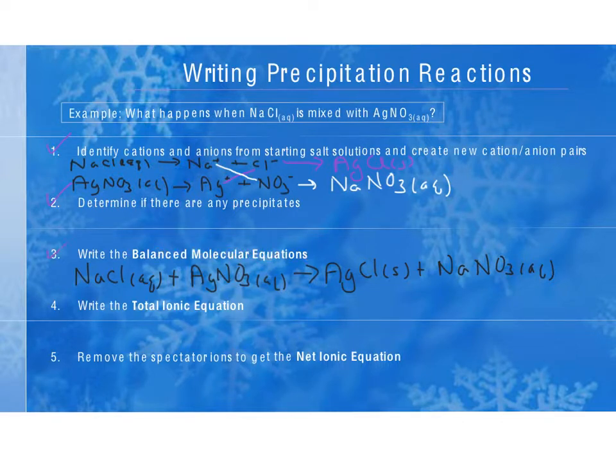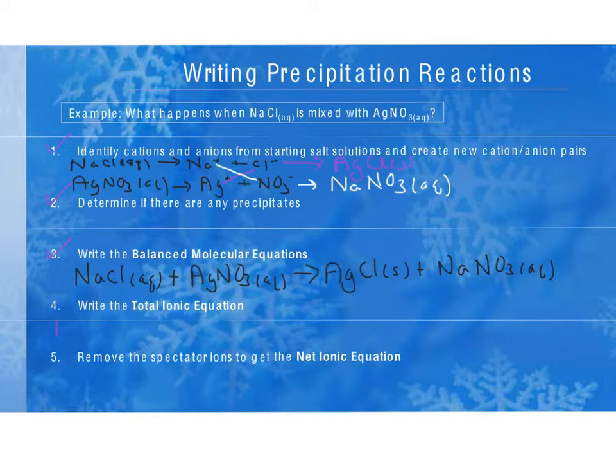So now we have completed step 3, so let's go on to step 4, which is writing the total ionic equation. In this case, all you need to do is anytime you see the aqueous subscript, you're going to break these up into their cation and anion pairs. And anything that is a solid is going to be left as is.